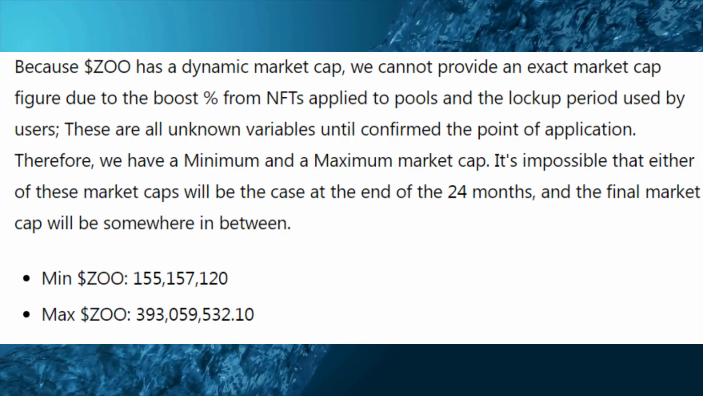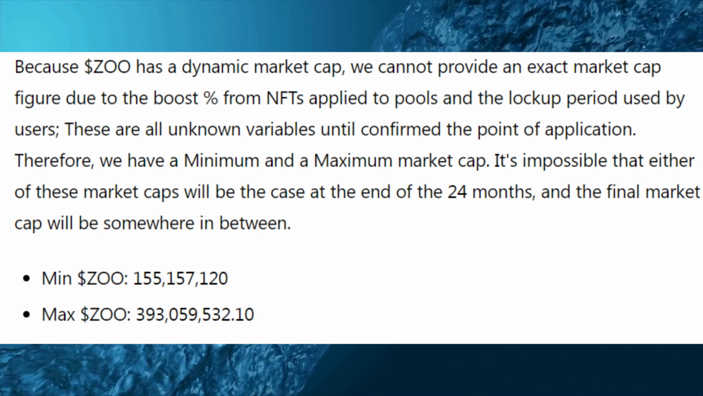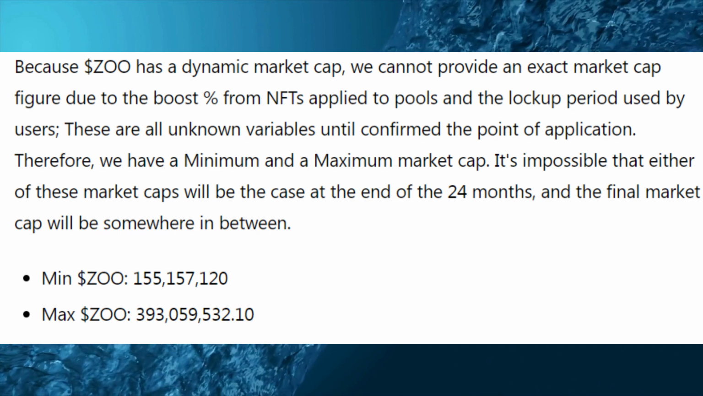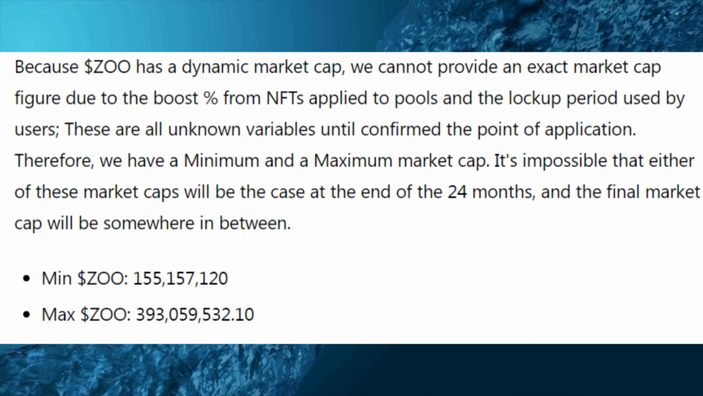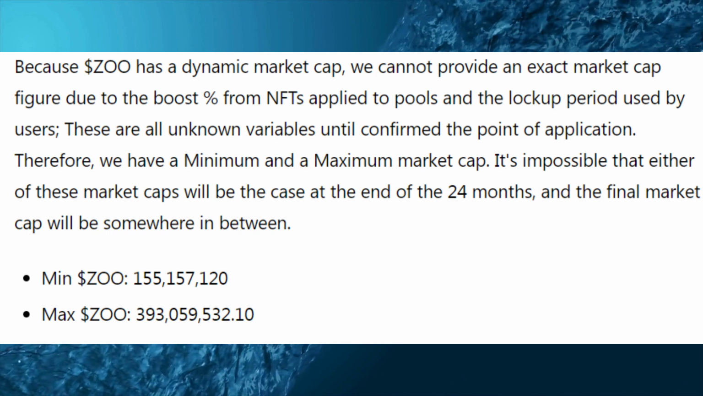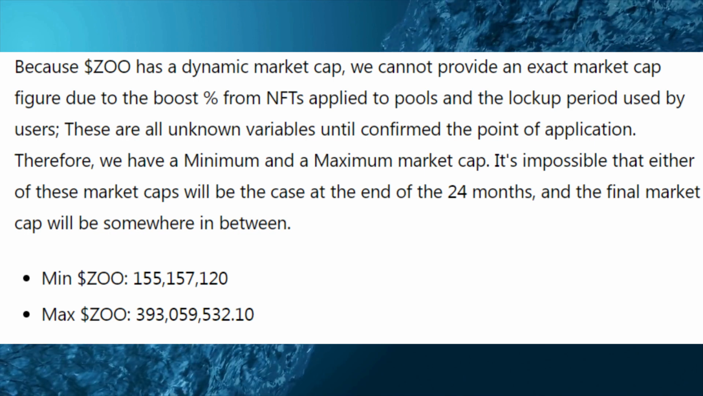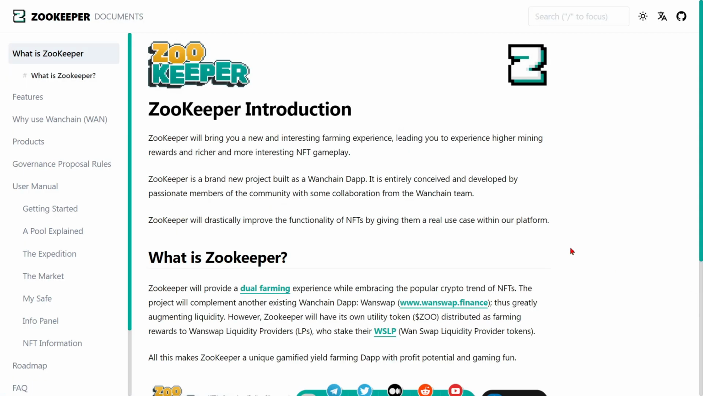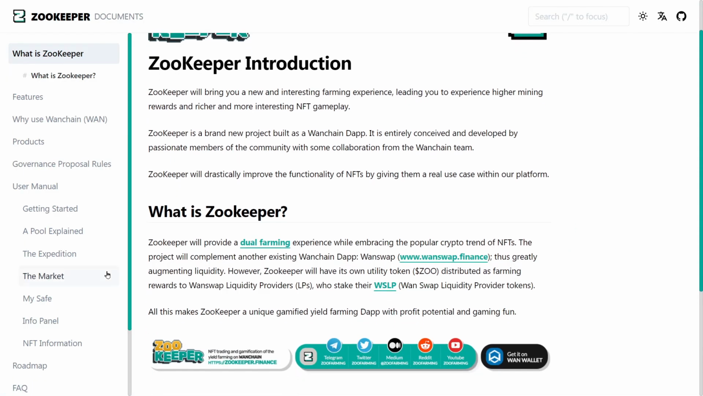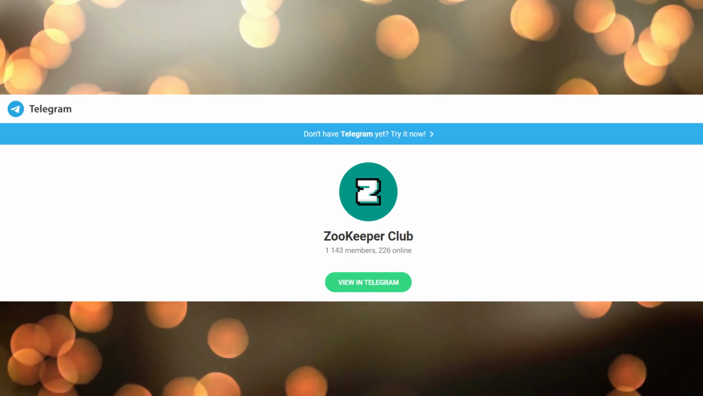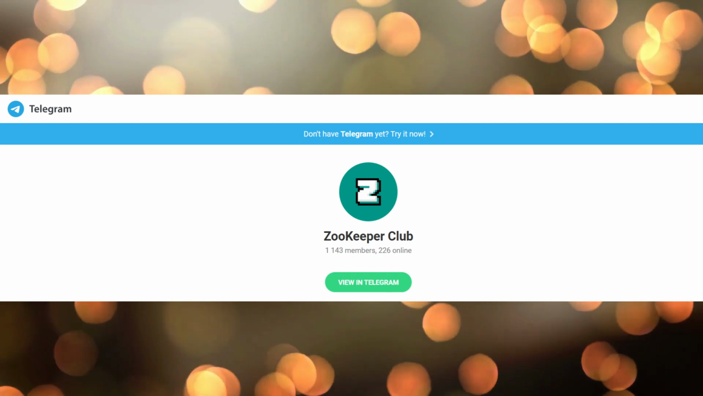Currently, Zoo has a dynamic market cap affected by NFT boost percent and lockup periods, so there is a minimum of 155,157,120 and a maximum of 393,059,532 and 10 cents. If you get lost, they have fantastic documentation explaining everything about the game. And there's a vibrant community on the Telegram app. Click the link in the description below.